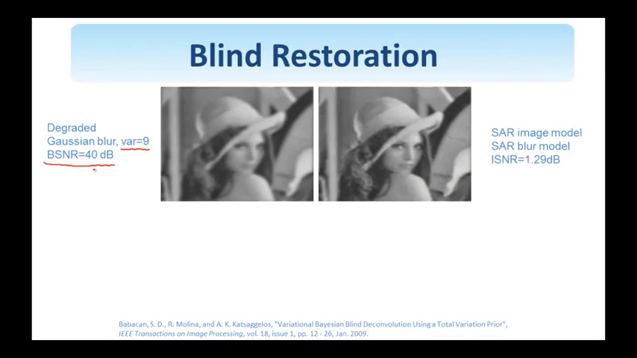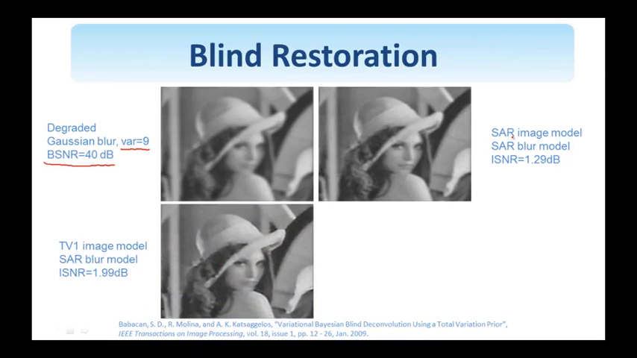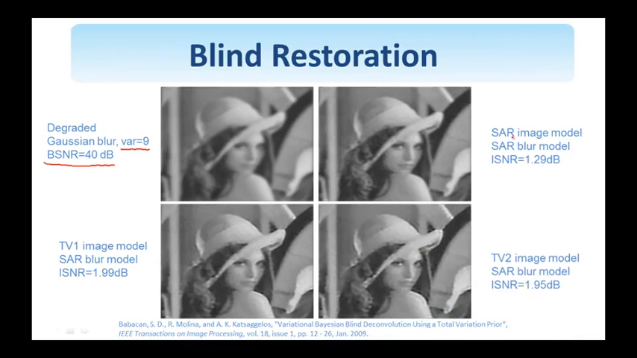This is the result of blind restoration when SAR models are used both for the image and the blur. When now a TV model is used for the image while the same SAR for the blur, this is the result we obtain. And if we perform a different implementation of the TV image model, we obtain the image shown here. By comparing the blind restorations here, most probably one would agree that the TV image prior provides better restorations, and this is also reflected by the improvement in signal-to-noise ratio number.